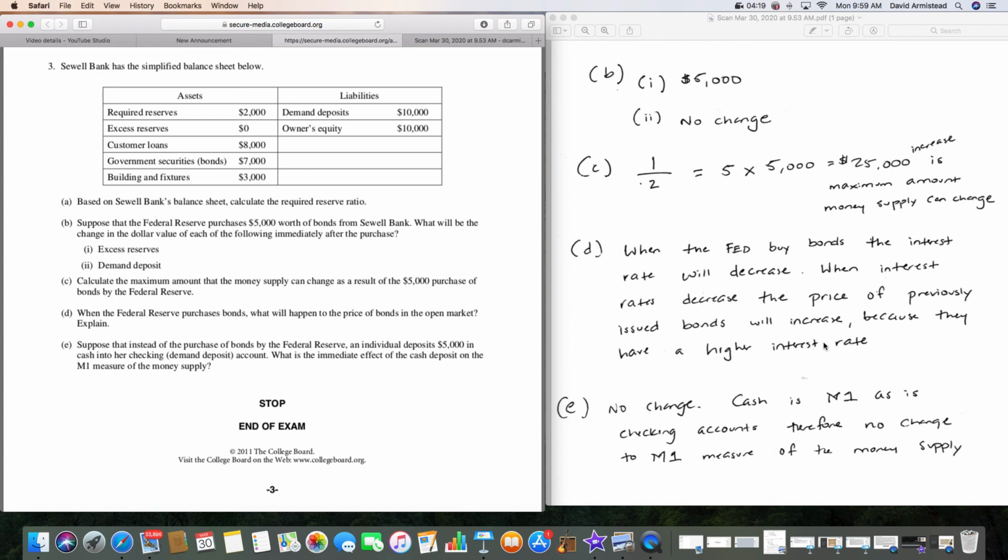Suppose that instead of the purchase of bonds by the Federal Reserve, an individual deposits $5,000 of cash into their checking account. What is the immediate effect of the cash deposit on the M1 measure of the money supply? All right, well, what is M1 money? It's cash, it's traveler's checks. I highly doubt that would ever come into play, and it's checking accounts, all right? If you take cash and you put it in a checking account, it is still M1 money. So there's no change. No change. Cash is M1, as is checking accounts. Therefore, no change to M1 measure of the money supply. All right, that's it today.